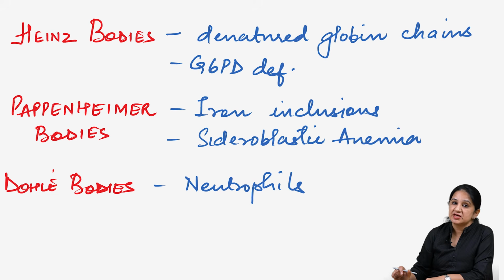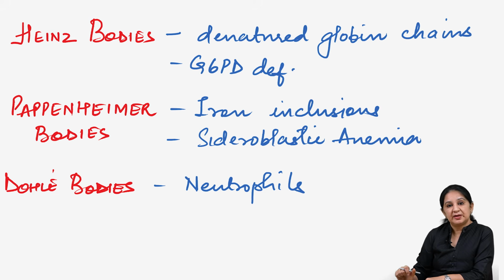Where do you see Heinz bodies? Heinz bodies are seen in G6PD deficiency. Also, please note that Heinz bodies can be seen only in supravital stains. Whereas in Romanowsky stains, what will you see in G6PD deficiency? You will see bite cells. Okay, you will see bite cells in Romanowsky stains for Heinz bodies.